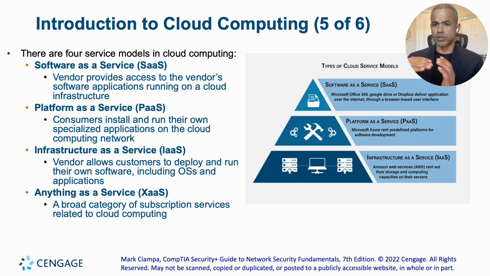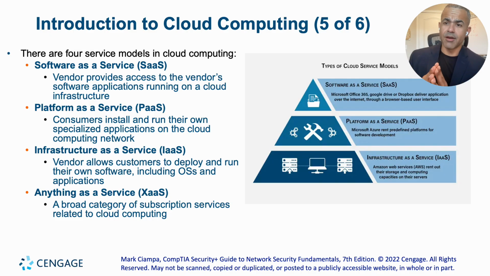So if we're just going from low to high, infrastructure is like all of the capacities and devices and computing resources. Then you have platform, which is the ability for you to install your own APIs, your own background code. And then software as a service is when you can access specialized software applications that they have available for you.